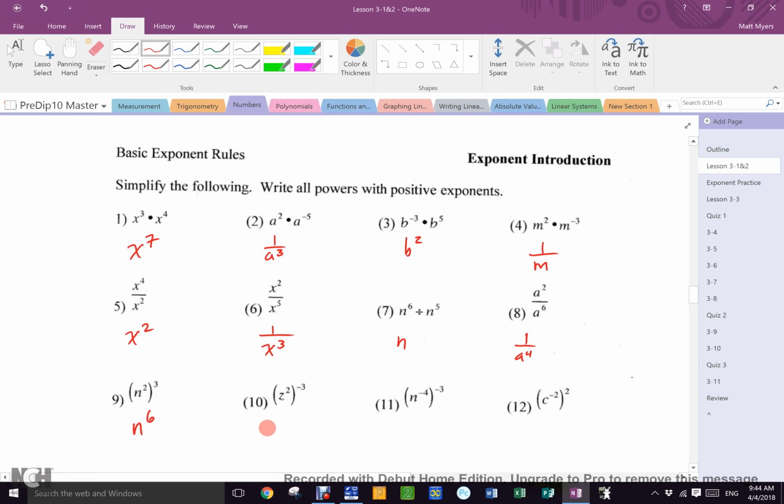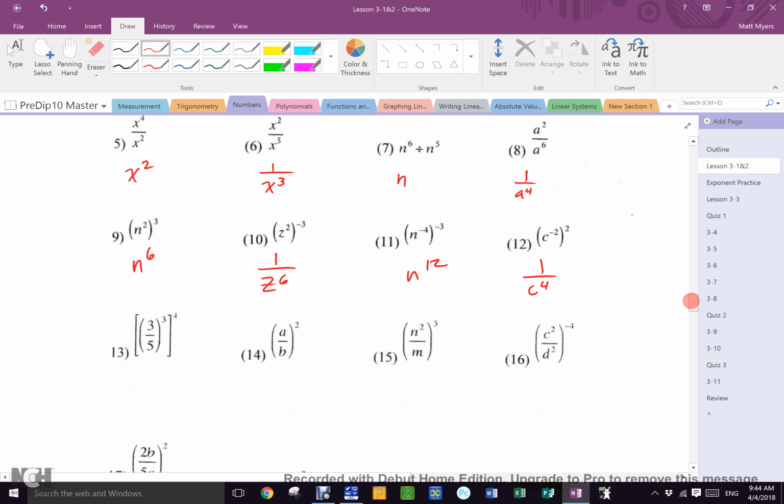Paul, 10. Nice. 11. Joseph. N to the 12th. 12. Who am I up to? Lena Goot. 1 over C4. C4 is a dangerous explosive, so that's fun.